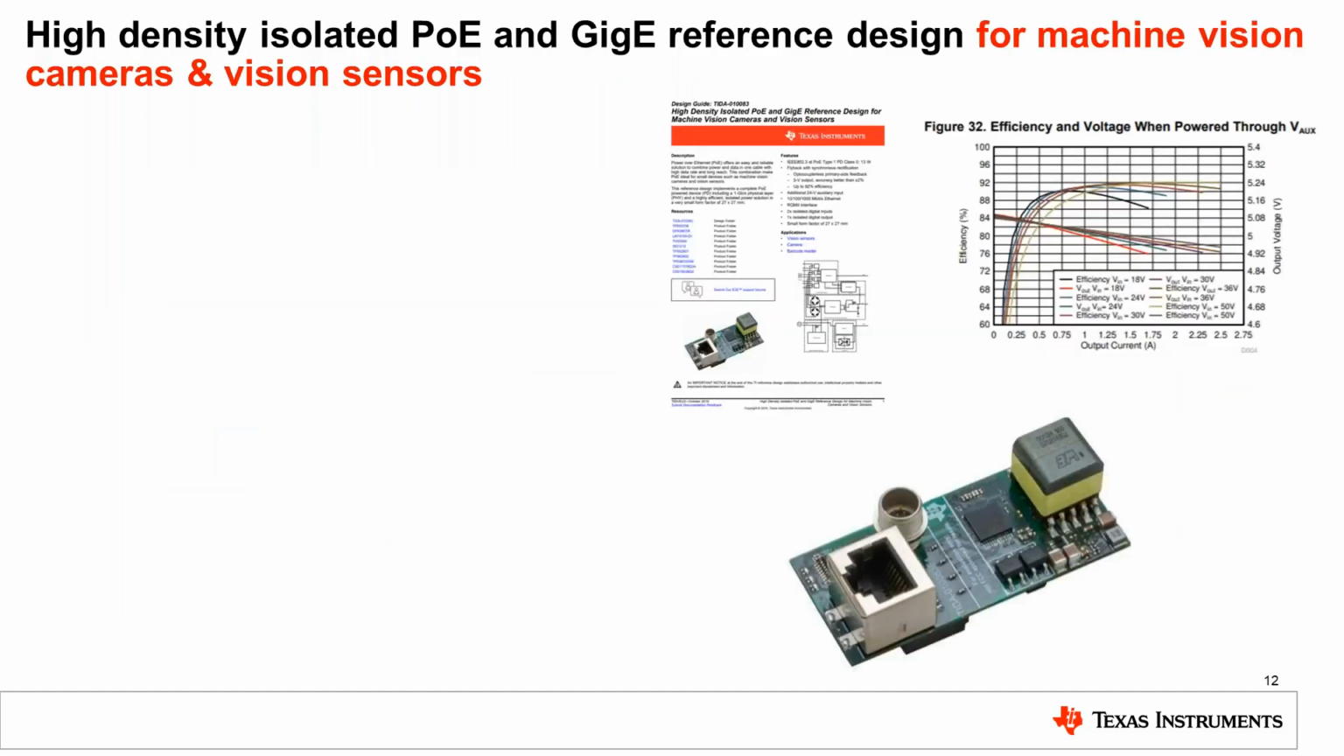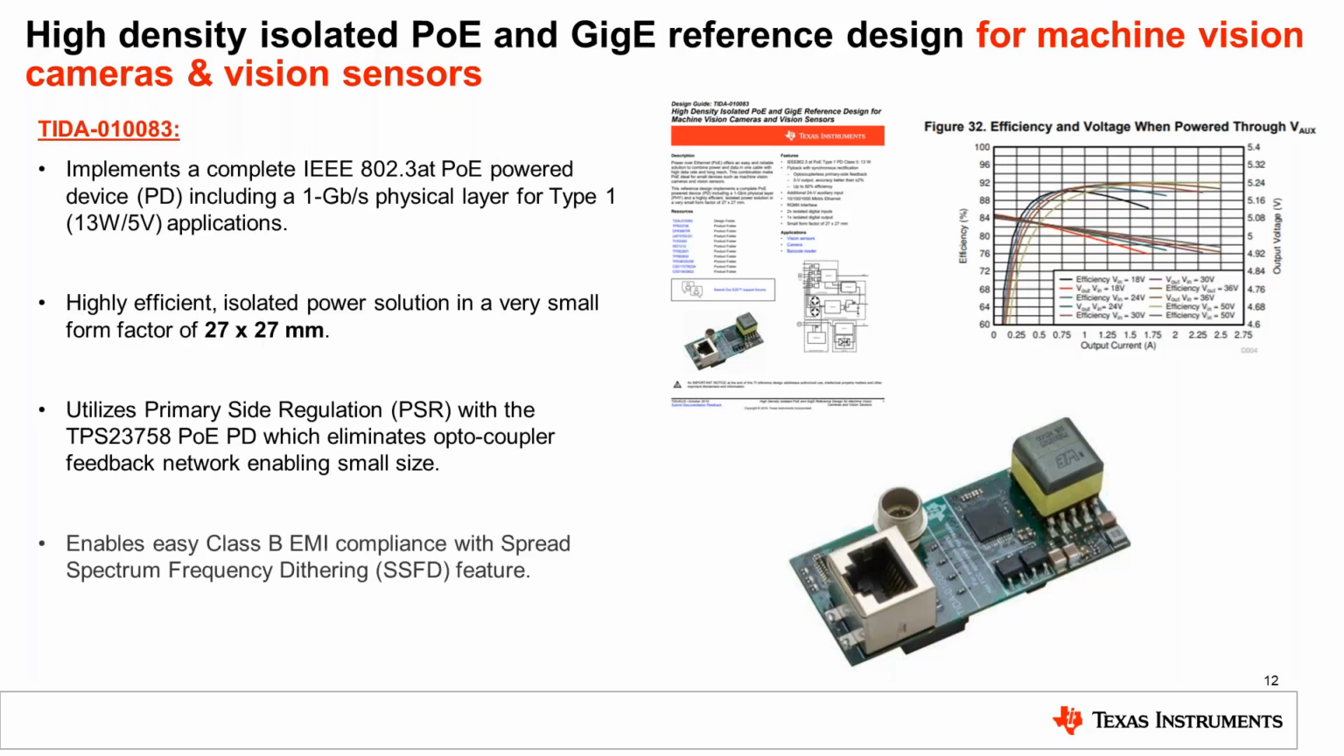So switching it up in terms of the load side of the cable, one of the reference designs that I wanted to highlight is our TIDA-010083. This is our really small solution size Type 1 PD 13 watt 5 volt reference design. It's catered towards machine vision and vision sensors, but I've also seen a lot of customers use this in applications that require very small solution size.